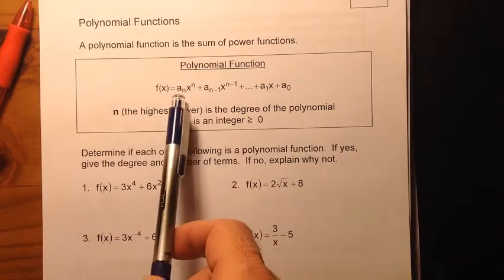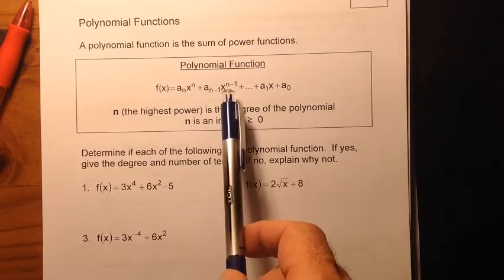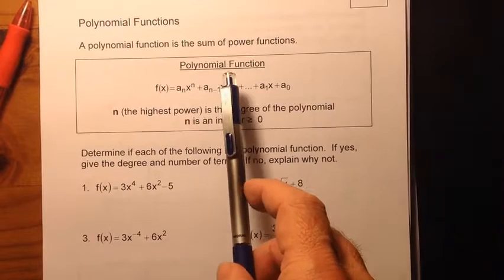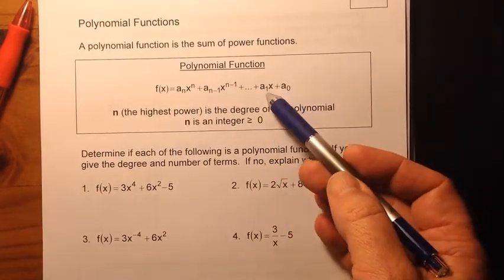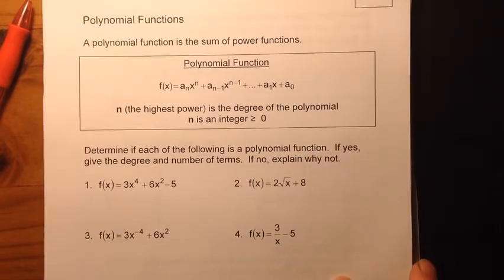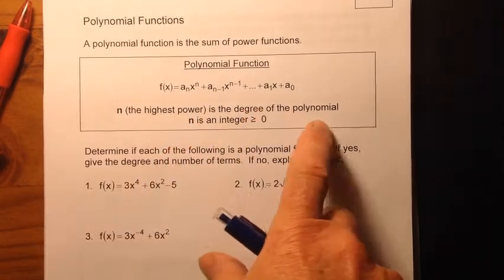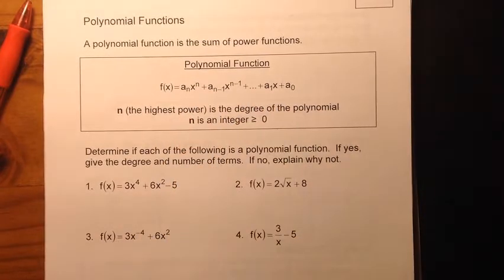Alright? Notice we have f of x equals a sub n x to the n power plus a sub n minus 1 times x to the n minus 1, etc., where the exponents are decreasing by 1 until we get down to a sub 1 times x to the first power plus our constant a sub 0 that does not have an x attached. n, the highest power, is the degree of the polynomial, and n is an integer greater than or equal to 0. Okay, so that's how we define a polynomial.